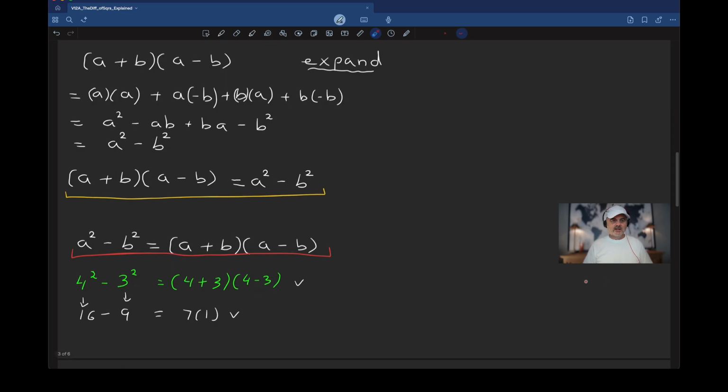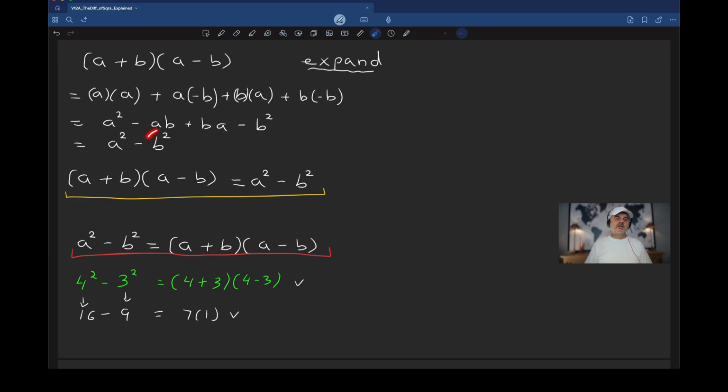Consider the following product: a plus b times a minus b. You multiply two binomials together, and obviously by now you know how to multiply binomials. So a times a, a times negative b, b times a, and b times negative b. Right here you have a beautiful expansion. Then you simplify each product, and finally you add like terms.